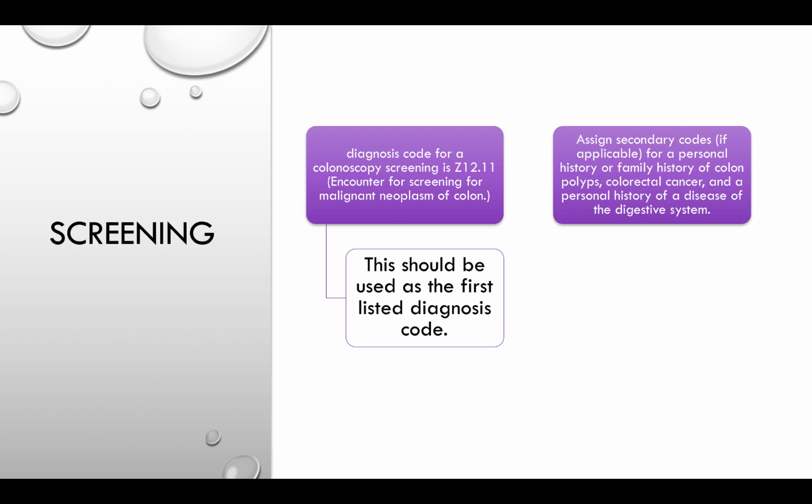When a patient comes in for a screening, there's a diagnosis code that needs to be used first. That is Z12.11, encounter for screening for malignant neoplasm of colon. If any diagnosis comes out of the screening, it shall go second. The personal history codes should also go second, or family history codes of colon cancer, colon polyps, or disease of the digestive system. You can make a note of this on this page in your CPT book.